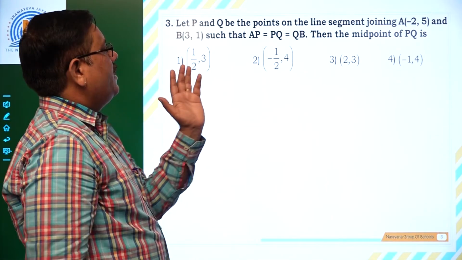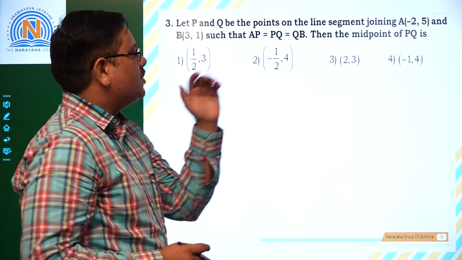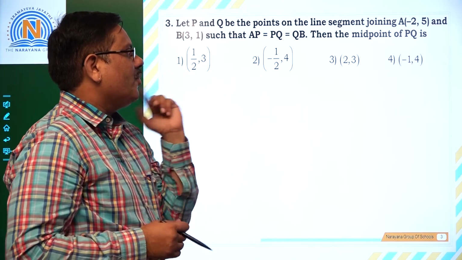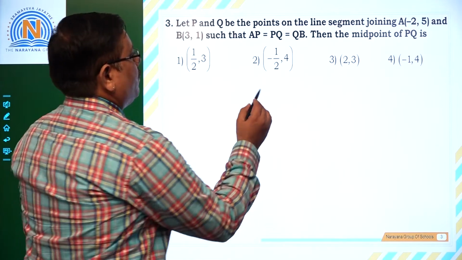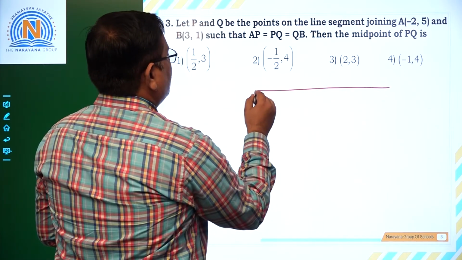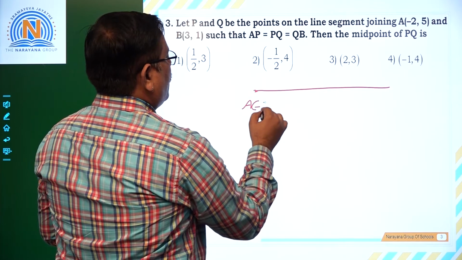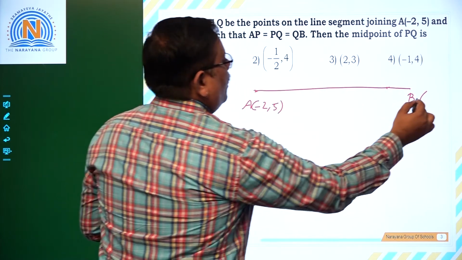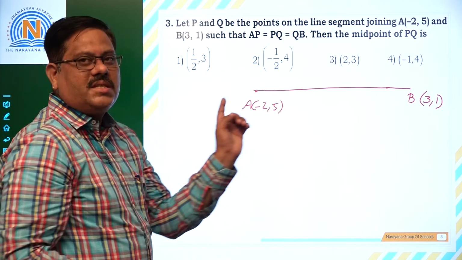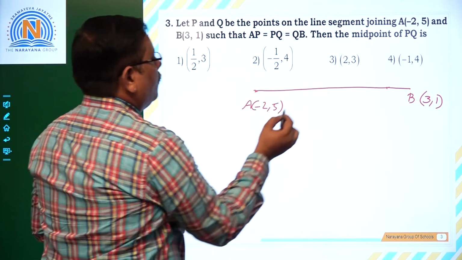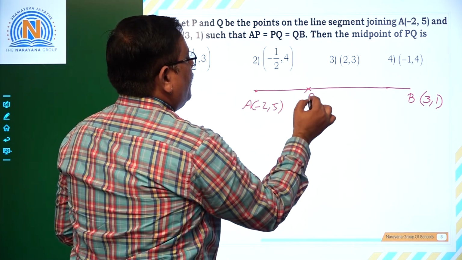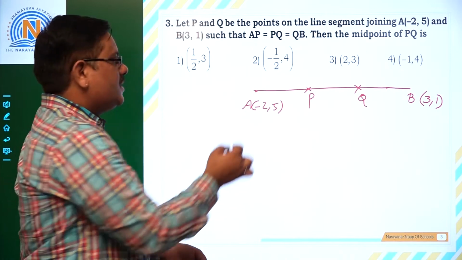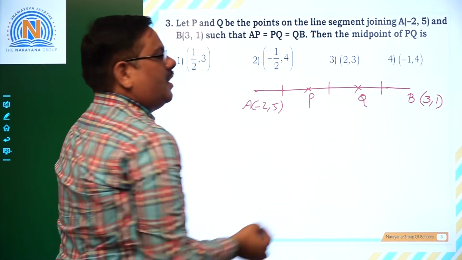Let P and Q be the points on the line segment joining A(-2, 5) and B(3, 1) such that AP = PQ = QB. Then the midpoint of PQ is. See, this is how it is. Point A, let us suppose that is (-2, 5) and somewhere you have point B that is (3, 1). On the line segment AB, there are 2 points P and Q in such a way that AP = PQ = QB, meaning these 3 lengths are same.